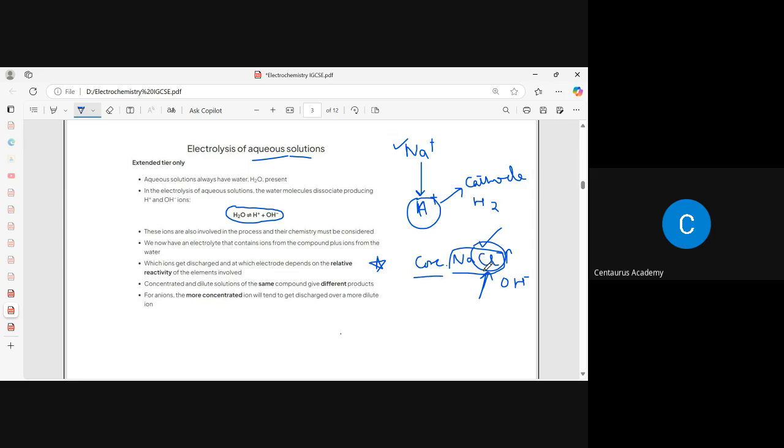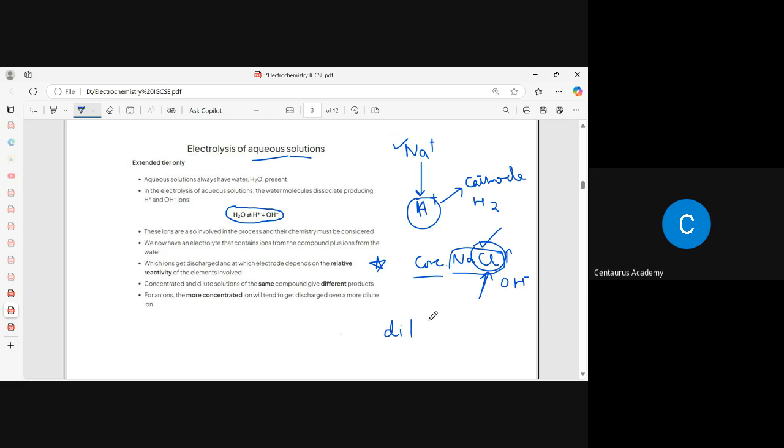Halide refers to a compound which is made of a halogen, so it has a halogen present in it. And what are halogens? Halogens are group 7 elements. So that group 7 element will be deposited. Here in this scenario, chlorine will be deposited onto the anode, leaving behind hydroxide within the electrolyte.